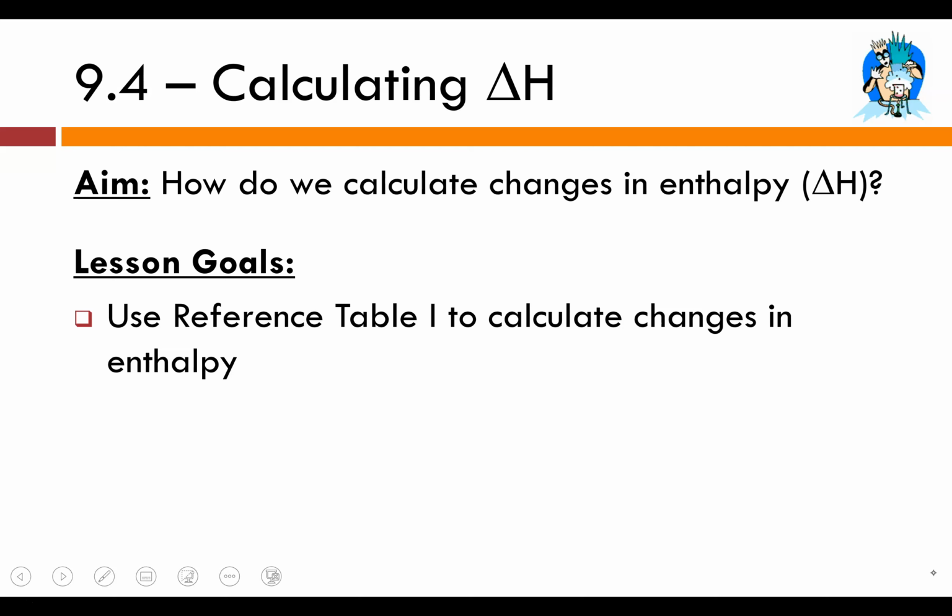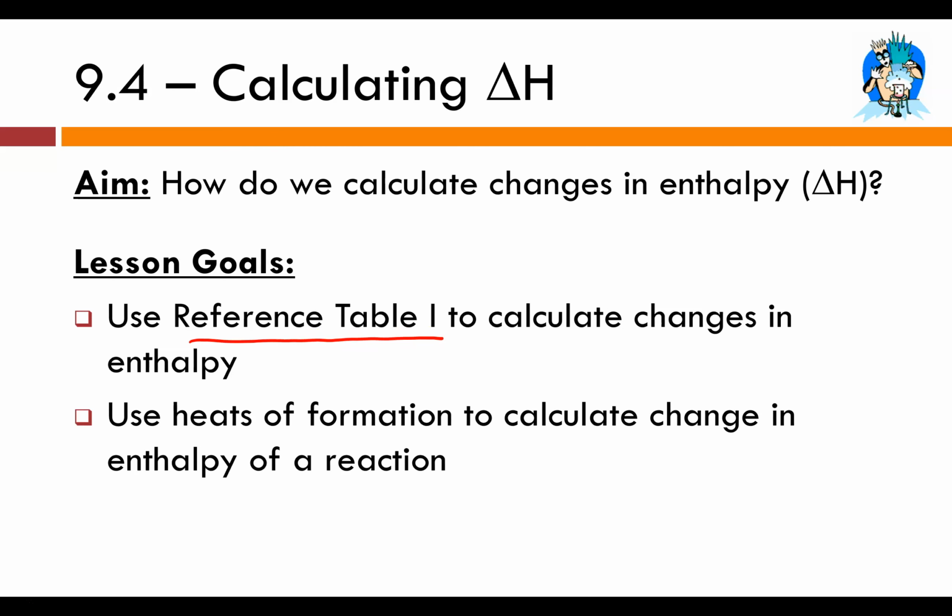All right, goals for today's lesson. We're going to use reference table I to calculate changes in enthalpy. This is going to be what I call Regents style enthalpy, and it's pretty straightforward. It really just relies on your ability to read and interpret a table. Then we're going to do real world style calculations where we're going to use heats of formation to calculate changes in the enthalpy of a reaction. Both of these are pretty important goals. This one is more geared for 10th grade, this one more of an advanced topic, but I know you can do it. All right, let's dig in.